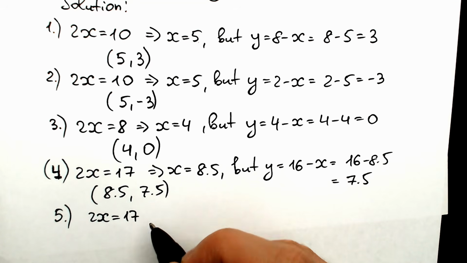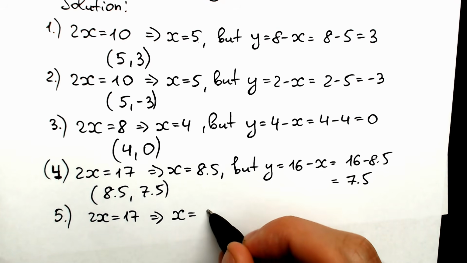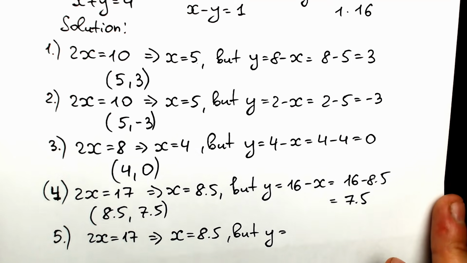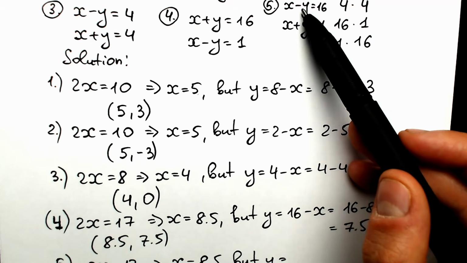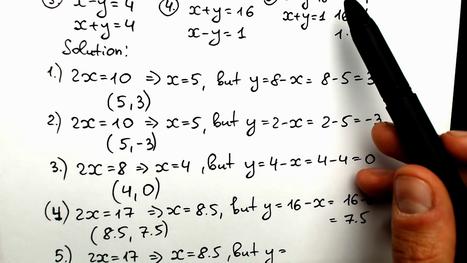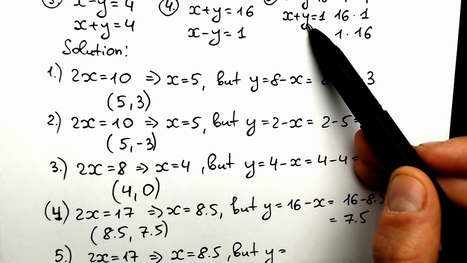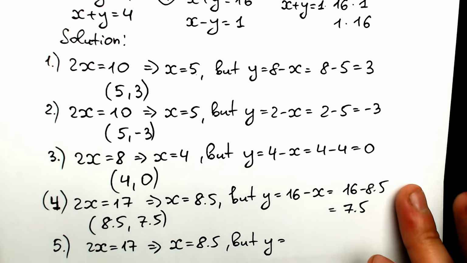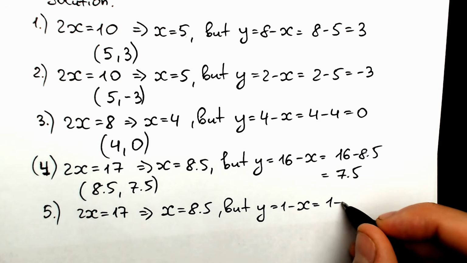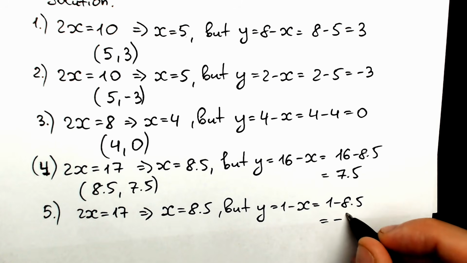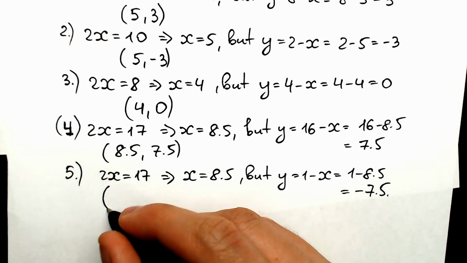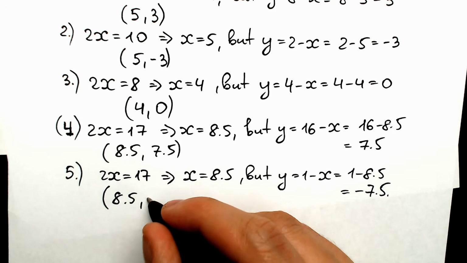2x is equal to 17, and from here x is equal to 8.5. But if we are talking about y, where do we have this y? We can easily guess it from here or from here, but let's take it from here. Y is equal to 1 minus x. That's why we have 1 minus 8.5, so we have minus 7.5, and we have our last pair. Here we have our 8.5 and minus 7.5.